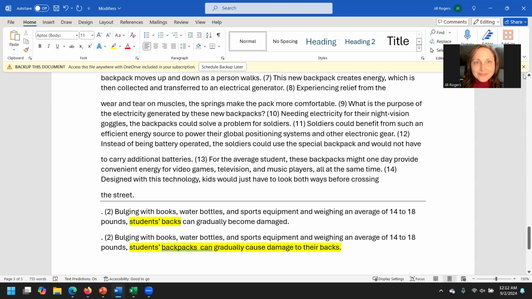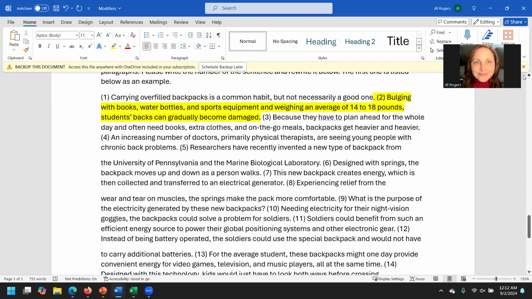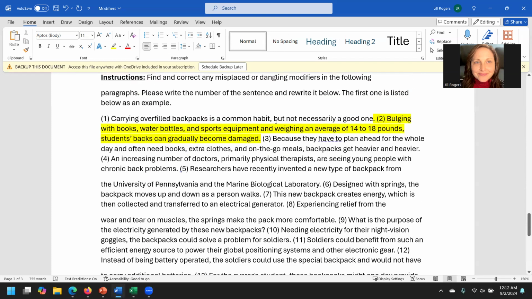So let's just go ahead and read until number two. Okay, so carrying overfilled backpacks is a common habit, but not necessarily a good one. Okay, this is fine, right? It's fine. The next sentence, bulging with books, water bottles, and sports equipment and weighing an average of 14 to 18 pounds, students' backs can gradually come back. Well, this is a problem here because it's a dangling modifier, right? Because here it's not modifying students' backs, it's modifying backpacks. So you have to find some way to put in that this part is backpacks, right?